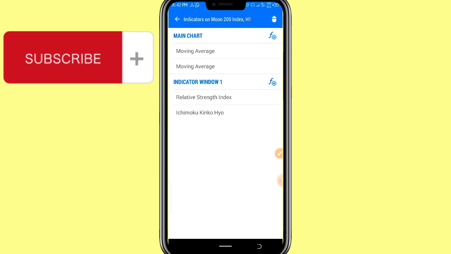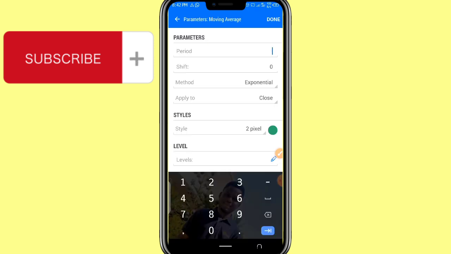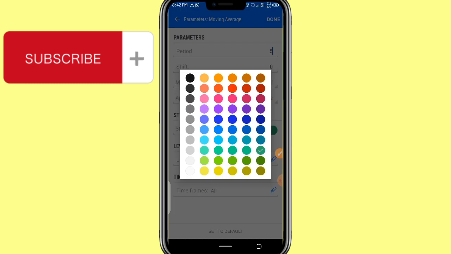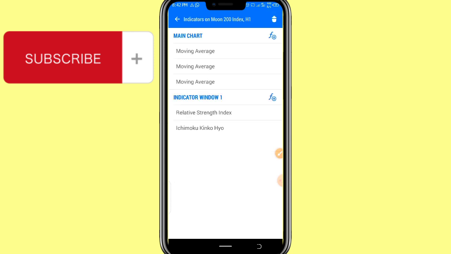Done. Repeat the process. We're going to add another moving average. This time the period will be 5. For the other settings, let's change this one to dark green. Done. So now we're done.